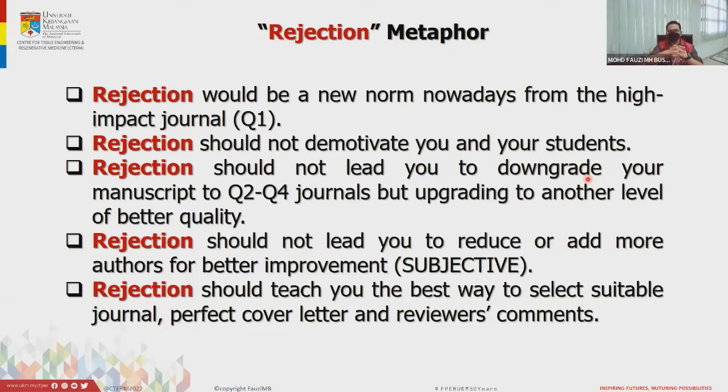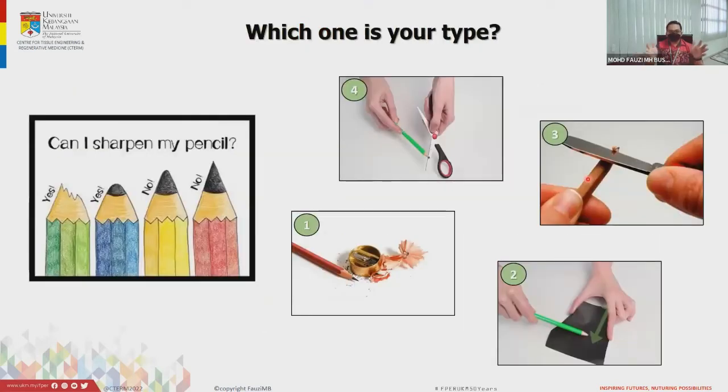Rejection should teach you the best way to select a suitable journal, a perfect cover letter and how to handle reviewers' comments. Okay. So which one is your type? How do you want to start writing the Q1 paper?